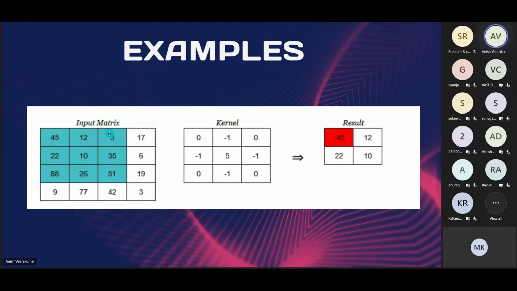I hope you understood what exactly happens in a convolution. It's just dot product and then addition. It's way simpler than matrix multiplication. I hope you'll agree with me on that. I can stop for doubts. If you have any doubts, you can put them in the chat, or else I'll just move on to the next topic.